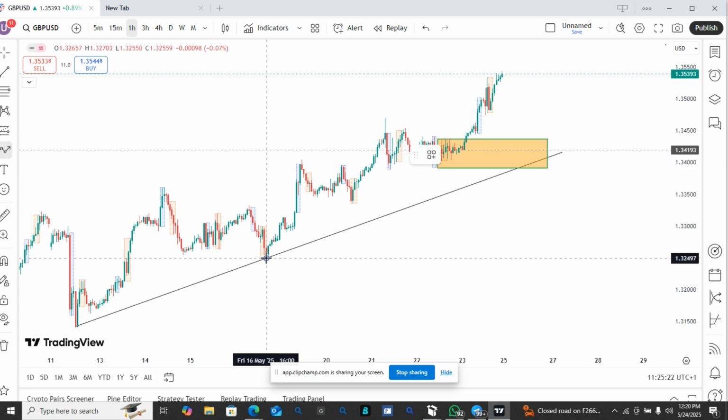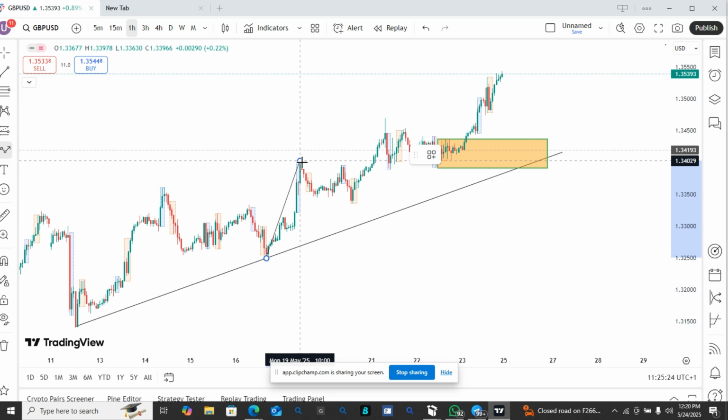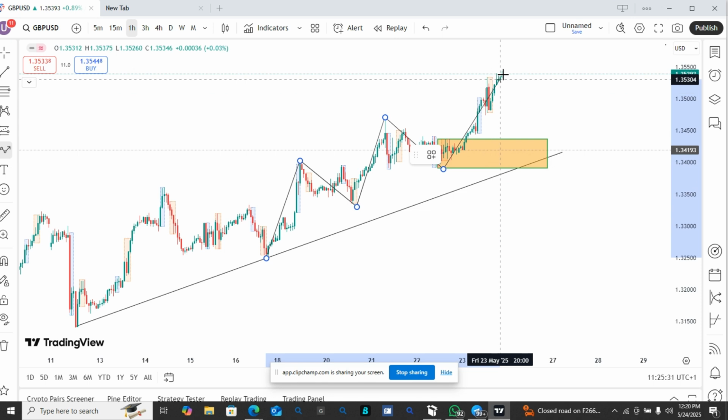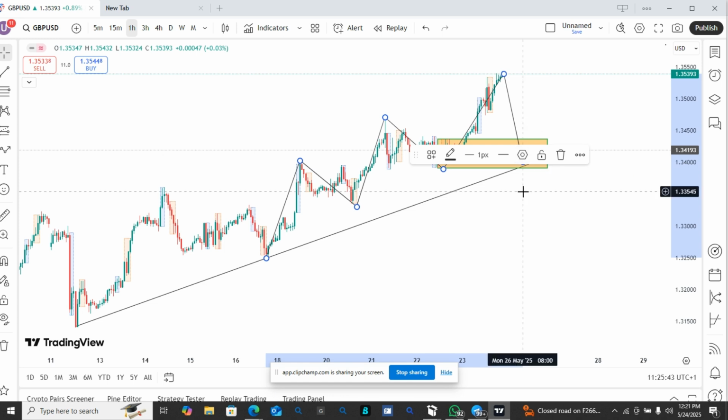You can see higher high, higher low, higher high, higher low, and we created another higher high. So we'll be glad to see this price slide into this zone. This is the area of interest on a 1 hour time frame. Okay, so if price comes to this zone on a 1 hour time frame, we'll pick up a buy.